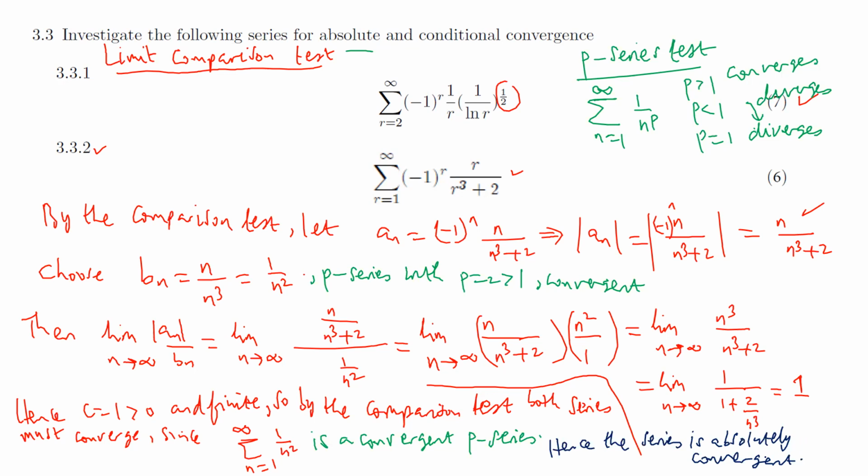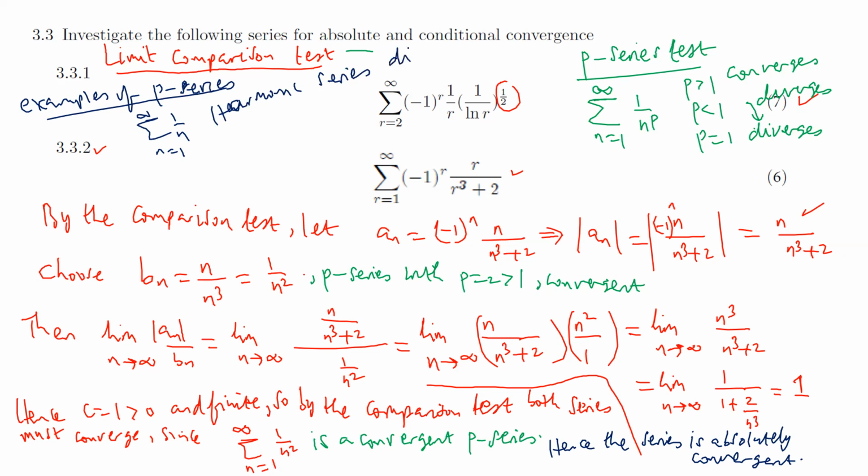What does the limit comparison test say? So obviously, I want to just mention in passing here, there are some examples of P series. This one is called the harmonic series. Harmonic series is divergent. Okay, it's called a harmonic series, but it is a P series with P equals 1 because the power is 1 there.